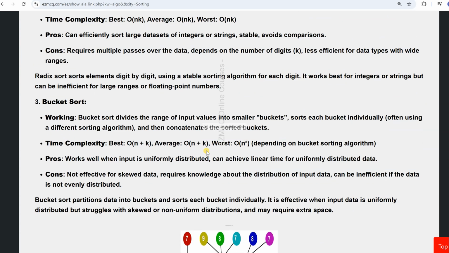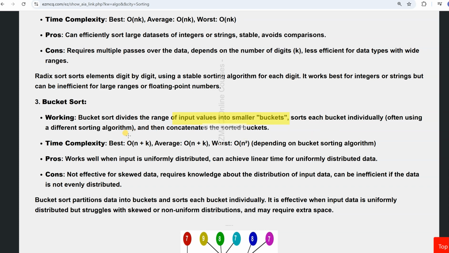Then is the bucket sort. So what happens in bucket sort? I have a very nice picture for you. So what happens in bucket sort? It divides the range of input values into smaller buckets and sorts each bucket individually. So numbers are placed in a bucket as per the range, and the sorting takes place.